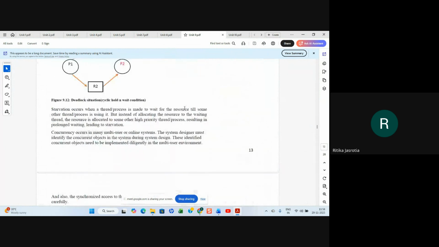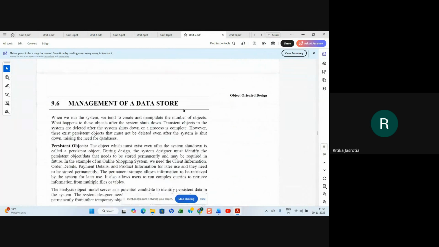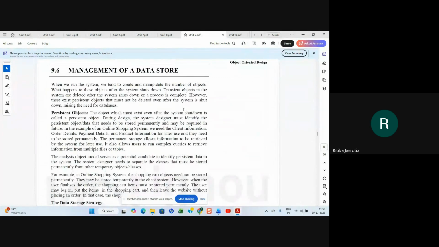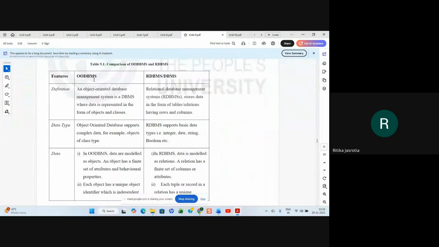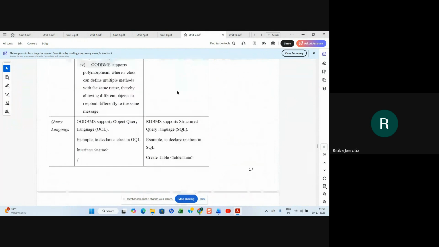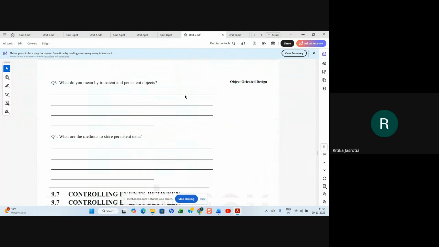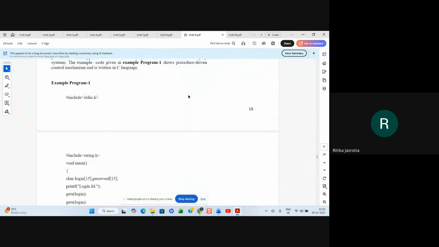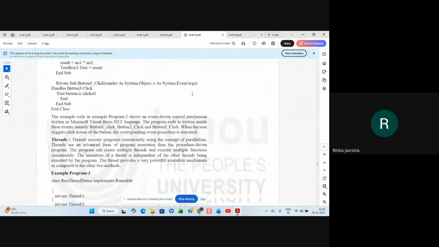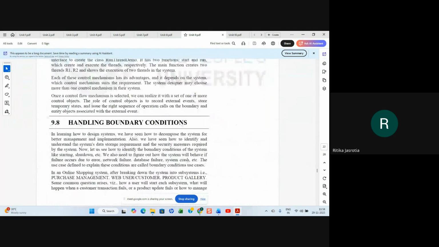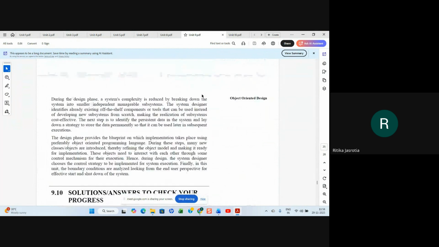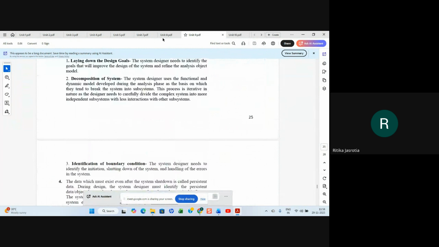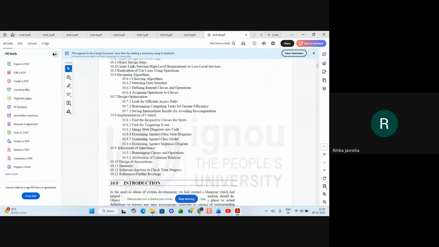Concurrency identification. So if you are asked a question about concurrency, it is in block 3, unit 9. Management of a data store, object oriented database, DBMS and RDBMS relation. The difference is given. Controlling events between objects, boundary conditions. So this is not having that. 10th unit.